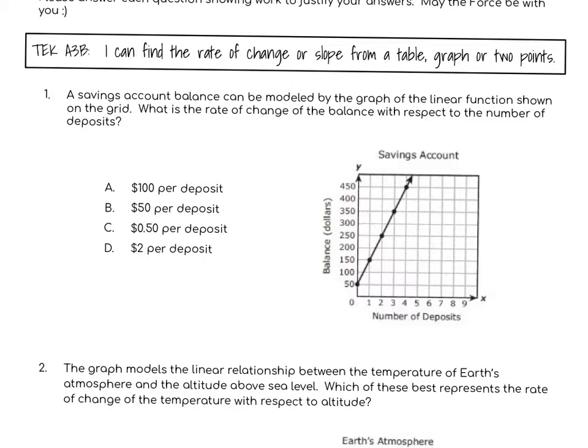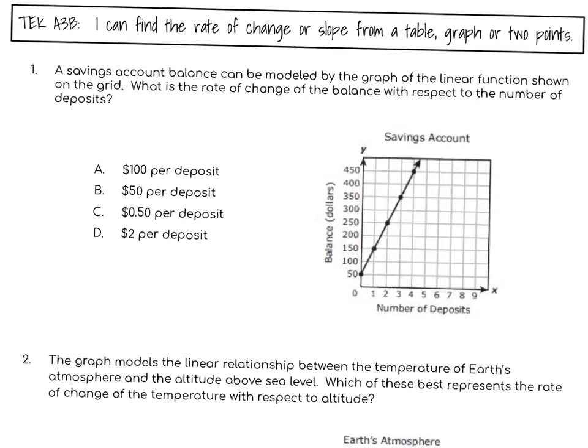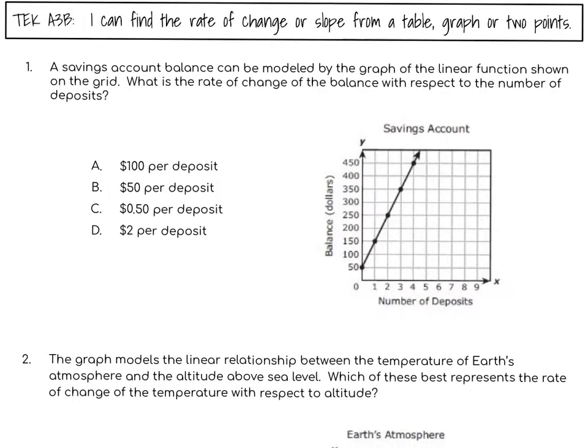Okay, these are the test corrections for our last test on TEK A3B and A2C, which is basically about slope, rate of change, and then of course using the slope and the y-intercept to write an equation. So this first part is all about finding rate of change or slope from a table, graph, or 2 points. And you're going to see in TEK A3B a lot of it called rate of change instead of slope.